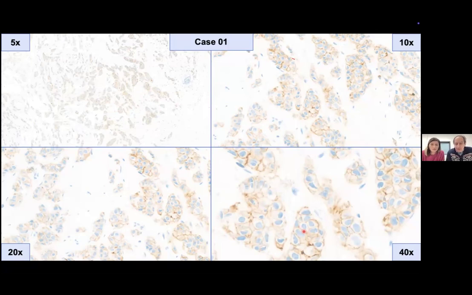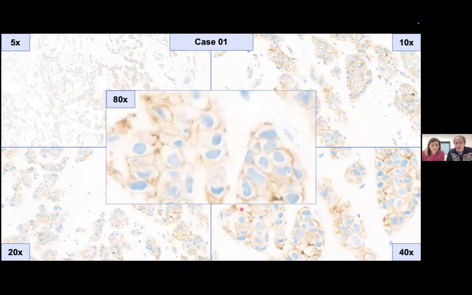I will also show you a much higher power that shows that in reality, this staining is not circumferential because there are gaps. And remember, you would need 10% of these cells to be circumferential to call it 2+. So that's how it looks.